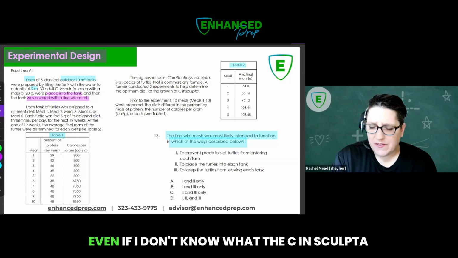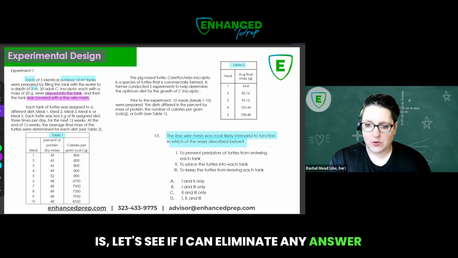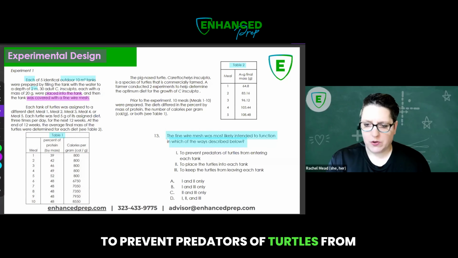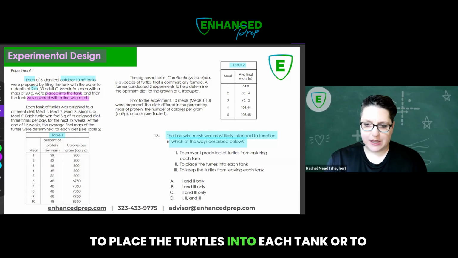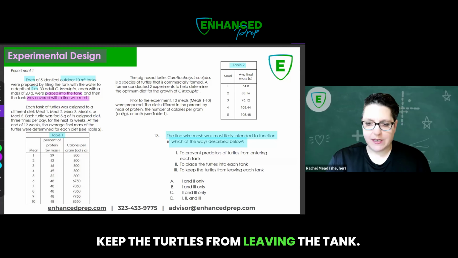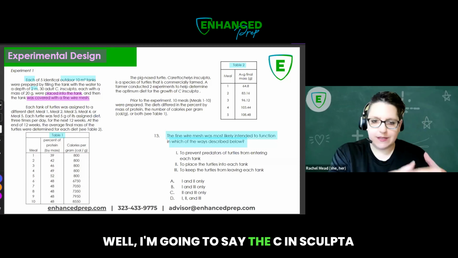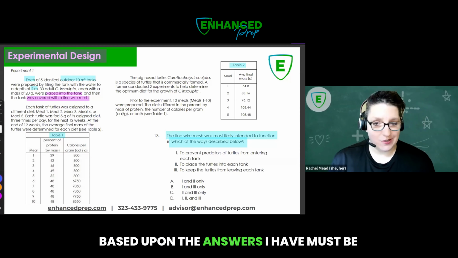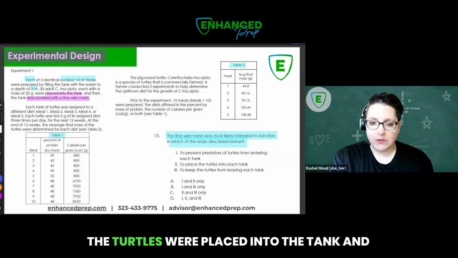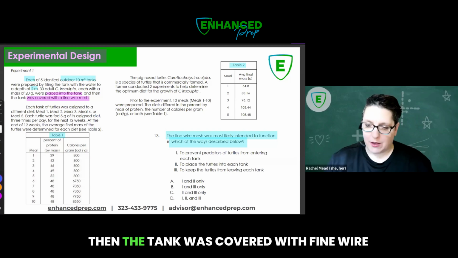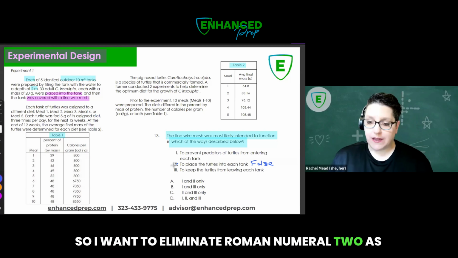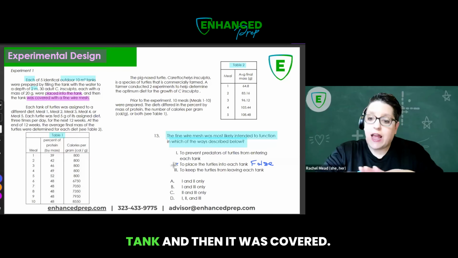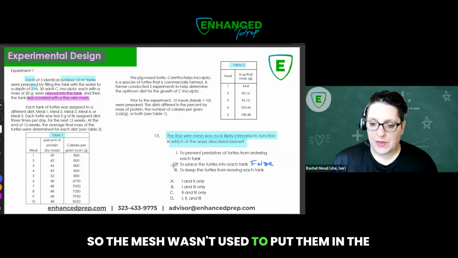So let's see, even if I don't know what the C in Sculpta is, let's see if I can eliminate any answer choices. To prevent predators of turtles from entering the tank. Well, I don't know anything about predators yet. To place the turtles into each tank, or to keep the turtles from leaving the tank. Well, I'm going to say the C in Sculpta, based upon the answers I have, must be turtles. The turtles were placed into the tank, and then the tank was covered with fine wire mesh. So I want to eliminate Roman numeral 2 as false because my turtles were put in the tank and then it was covered. So the mesh wasn't used to put them in the tank.